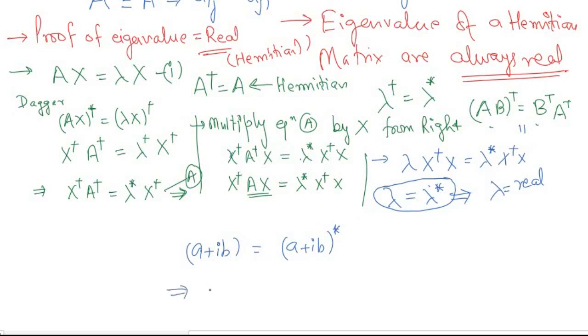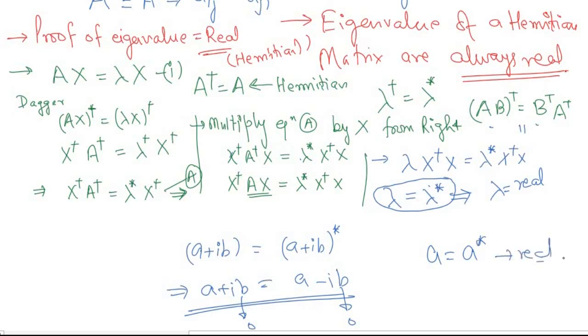so if you solve it, then it will be a plus ib is equal to a minus ib. So this equation can be satisfied if the imaginary part is 0. If the imaginary part is 0, then a is equal to a star, where a is a real number. So from here you can see that the eigenvalues of a Hermitian matrix are always real.